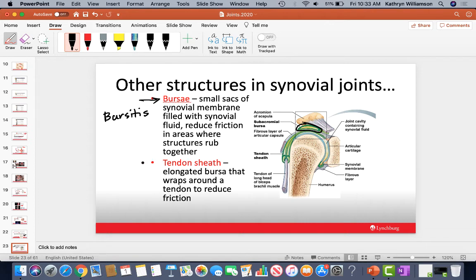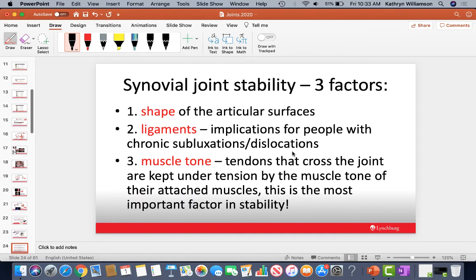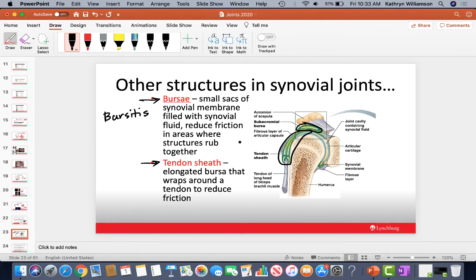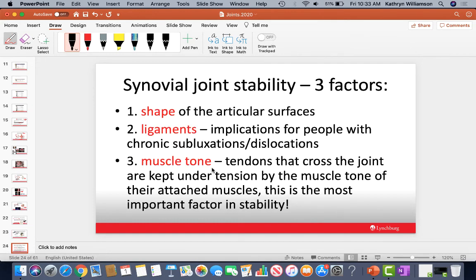And then a tendon sheath would be a specific type of bursa. It's kind of long, and so it wraps around a tendon, and you're also going to see it in areas of friction. So we see tendon sheaths in the shoulder, and I don't have a picture of the hand, but in the hand, you also see tendon sheaths there as well.